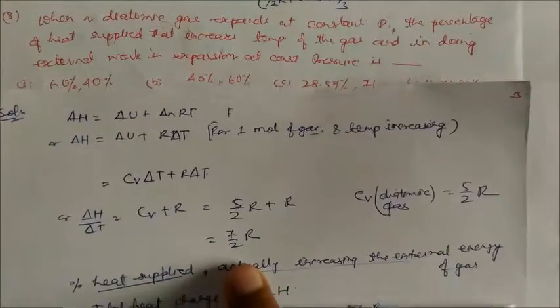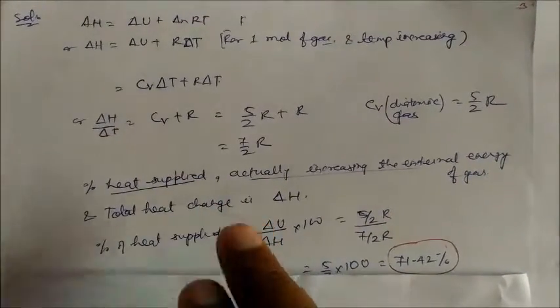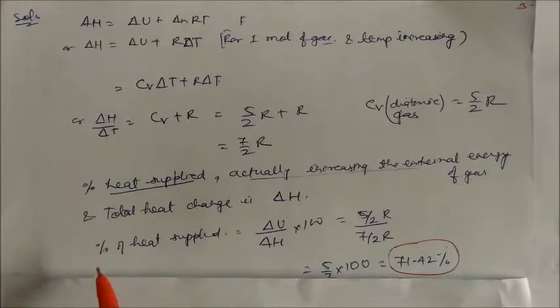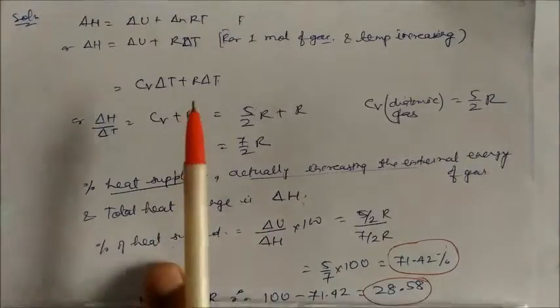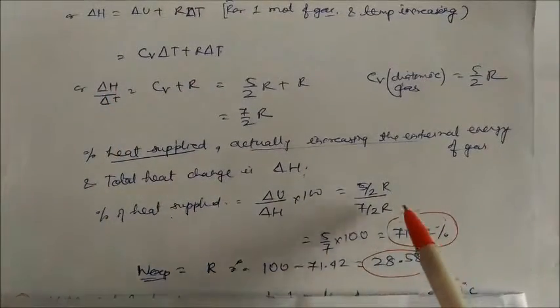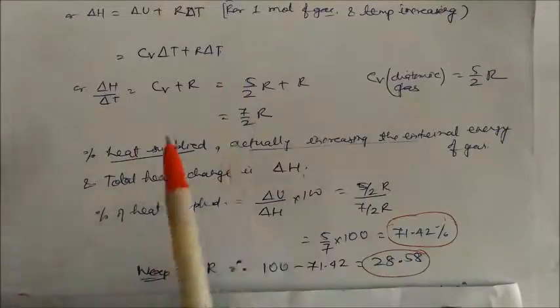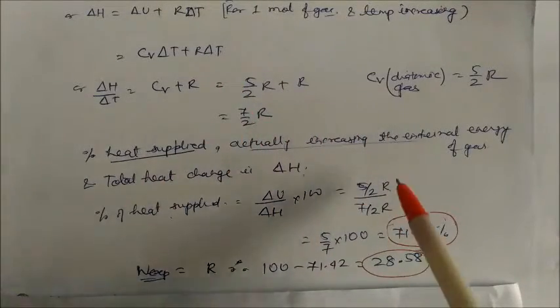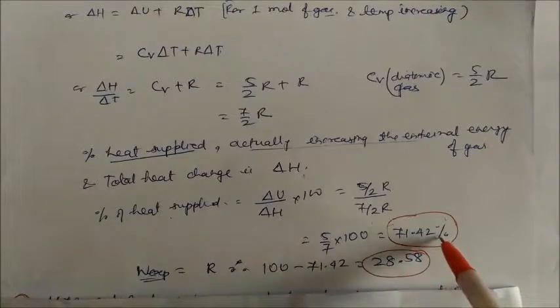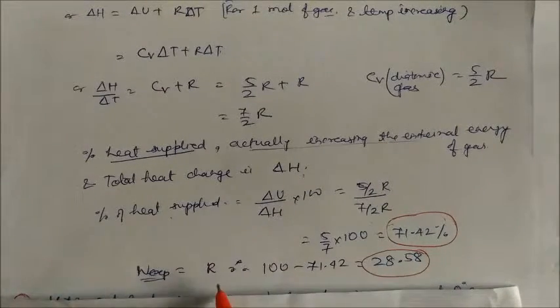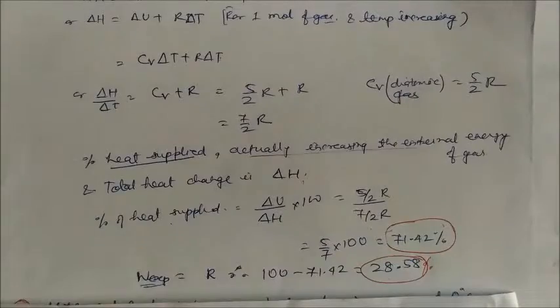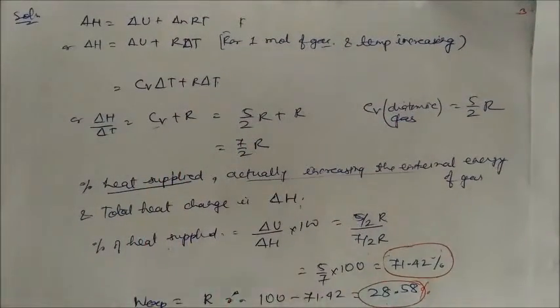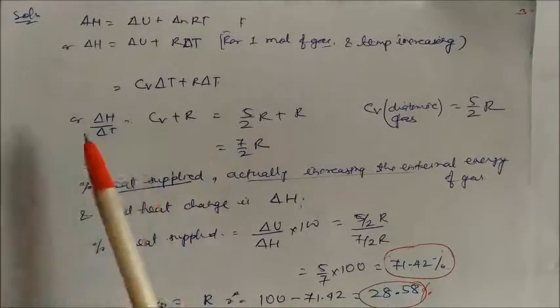Now the heat supplied actually increases the internal energy of the gas, and the total heat energy change is ΔH. So the percentage of heat supplied will be ΔU upon ΔH into 100. ΔU is 5 by 2R and ΔH is 7 by 2R, which we have already calculated. If you take the percentage, it comes to 71.42%. And the remaining, for work done R, will be 100 minus this, which is 28.58%. So Cv is 71.42% and R is 28.58%. These are the ratios in which the heat is divided.